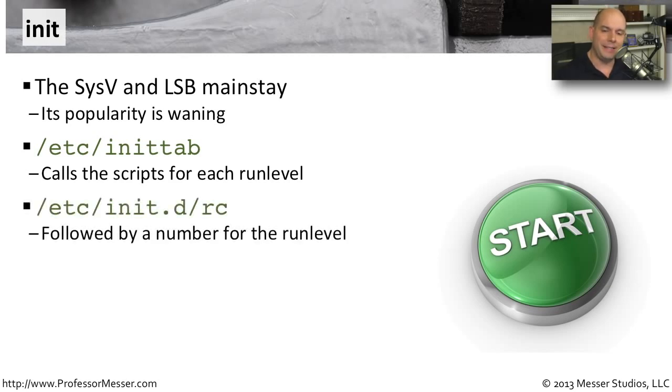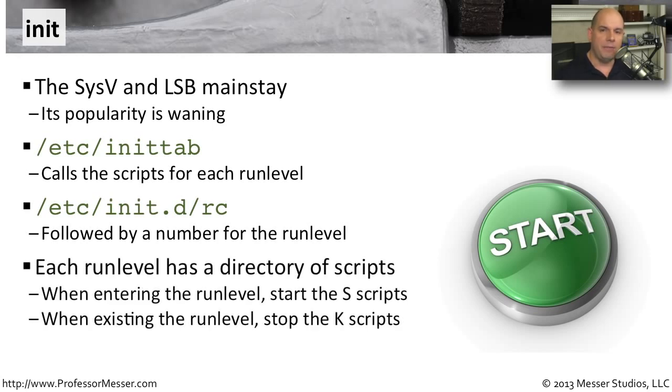They're contained in etc init.d, and there is an RC script that begins all of the other scripts that are in the init process. Every run level has an entire directory of scripts, and we're going to look at them. And you'll notice the scripts are named very specifically. Scripts that have an S at the beginning of them are used when we start that run level, and scripts that have a K in front of them are used when we kill or come out of that run level.